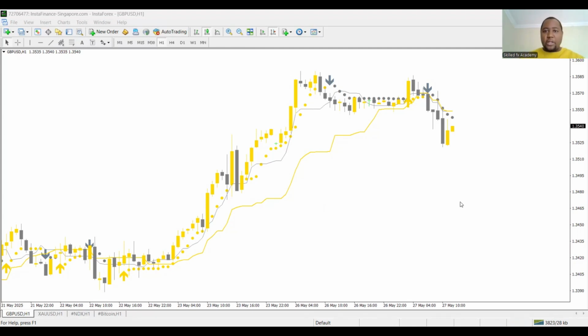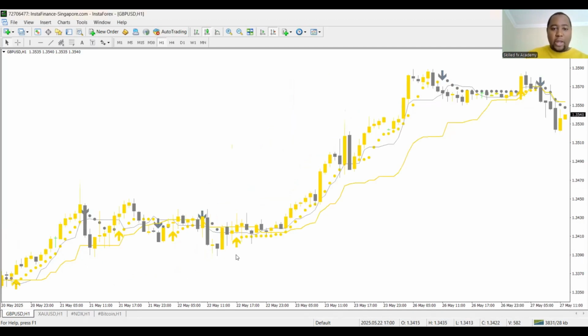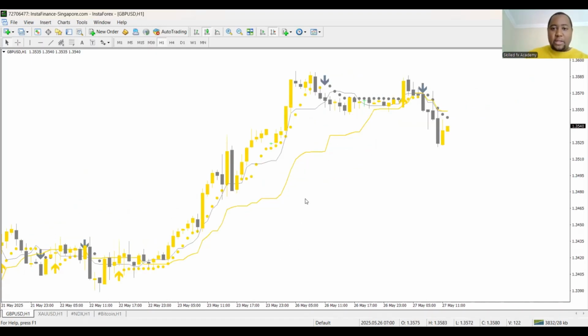Okay, now I just want to bring you to this setup here, or really how it works. Simply how it works, we have dotted lines over here. The yellow dotted lines would signify a bullish trend, or that we still have a bullish trend active. Your gray lines would represent a bearish trend that is still active. Now it comes with arrows, gray arrows signifying sells, yellow arrows signifying buys.